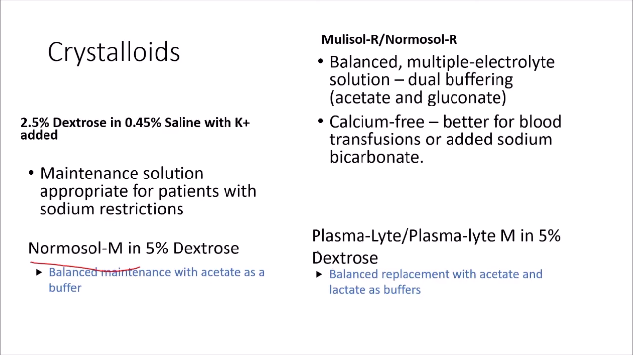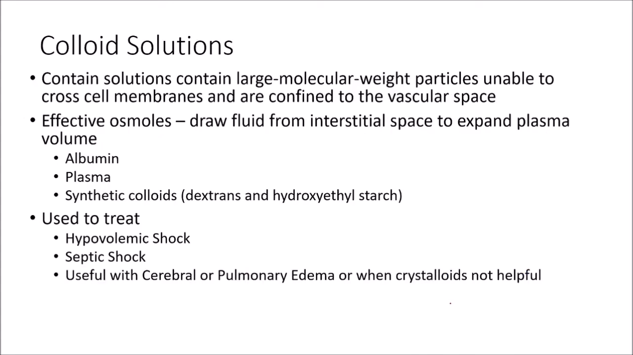Colloid solutions contain large molecular weight particles unable to cross cell membranes and are confined to the vascular space. If you're giving it in the vascular space, which you should, it's going to draw fluid from the interstitial space into the vascular space. The effective osmoles that draw fluid from the interstitial phase to expand the plasma volume are albumin, plasma, and synthetic colloids. This would include dextrans and hydroxyethyl starch, or hetastarch.